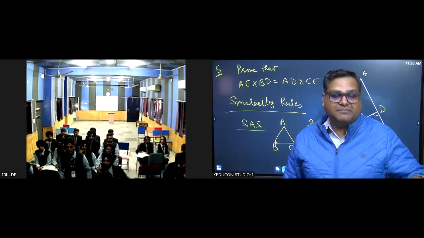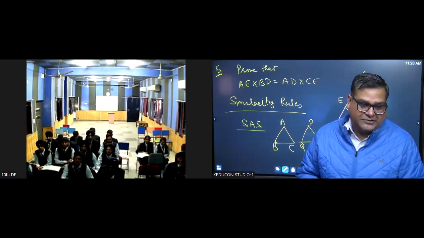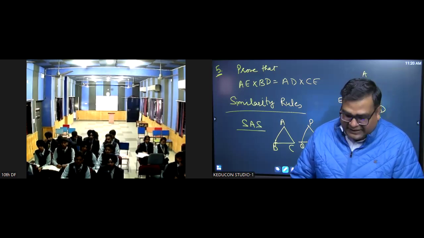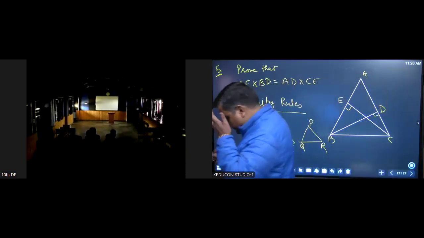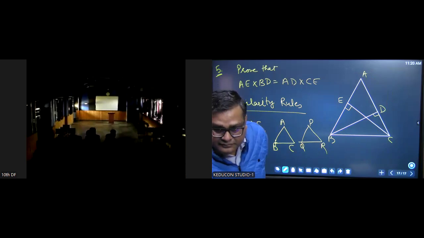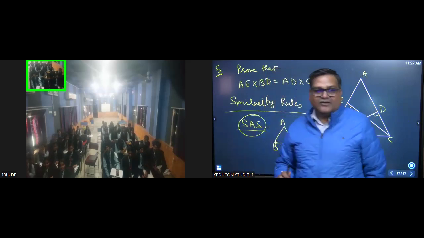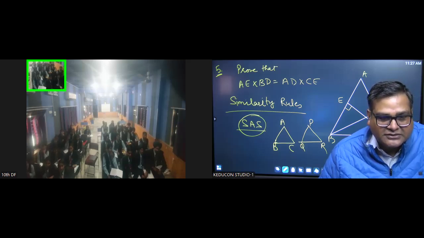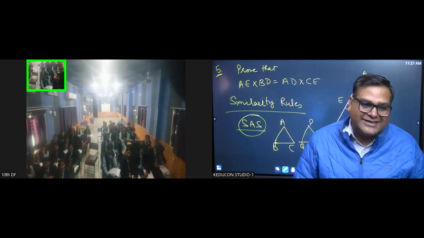proportional. That is what I want to know. Please sit down. When we take similarity, sides are not equal, they are proportional. Corresponding sides are proportional. If they are equal, then what will it become? Congruent. What is the difference between similarity and congruency? Who will tell? When we talk about SAS, corresponding sides should be proportional. If they become equal, then it is called congruent. Tell me, what is the difference between congruency and similarity?